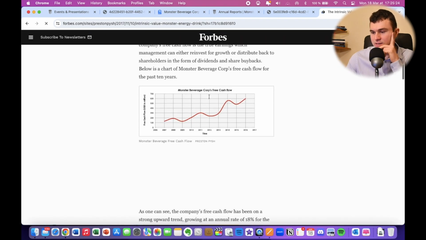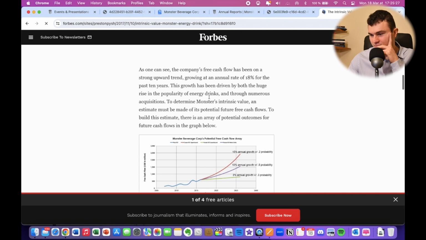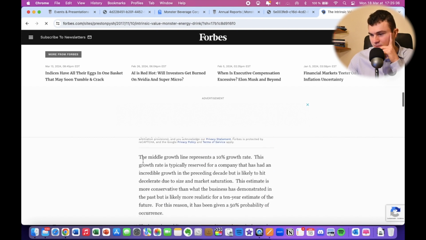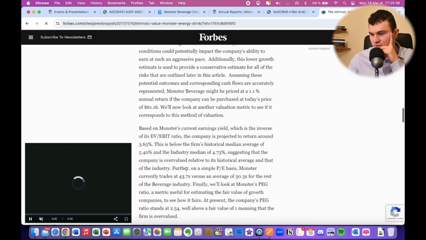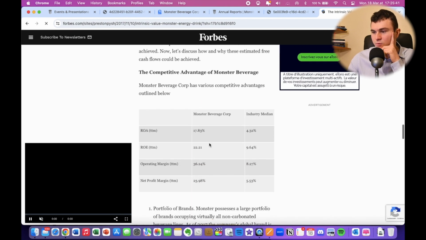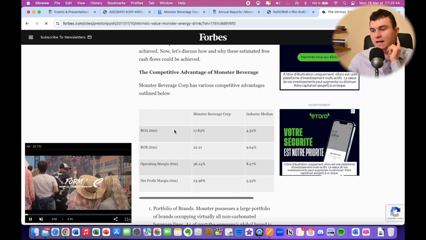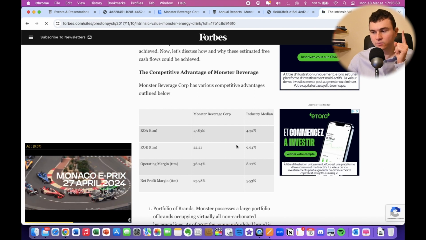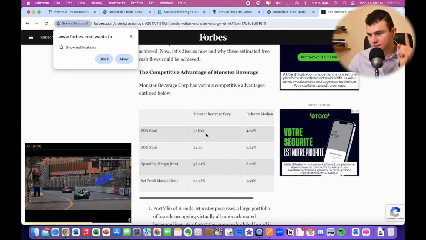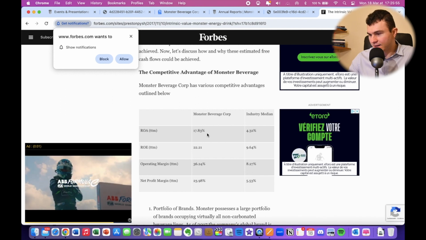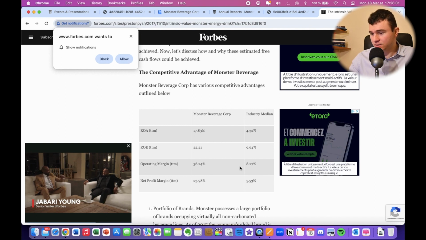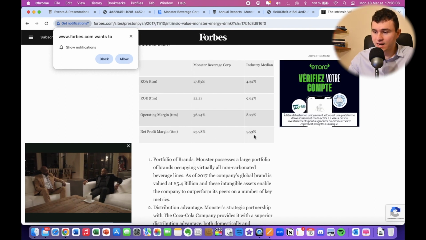Free cash flow. What do they say? Free cash flow is growing fast. Okay, growth rate. We've seen this. Pricing. Okay, that's the return on asset, return on equity, operating margins, and net profit margins for Monster Beverage compared to the industry median. We see that the return on asset is way higher than the industry. Return on equity way higher, operating margins way higher, and net profit margins way higher.